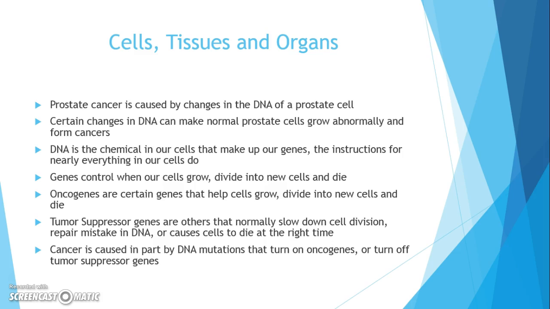Oncogenes are certain genes that help cells grow, divide into new cells, and die. Tumor suppressor genes are others that normally slow down cell division, repair mistakes in DNA, or cause cells to die at the right time. Cancer is caused by DNA mutations that turn on oncogenes or turn off tumor suppressor genes.